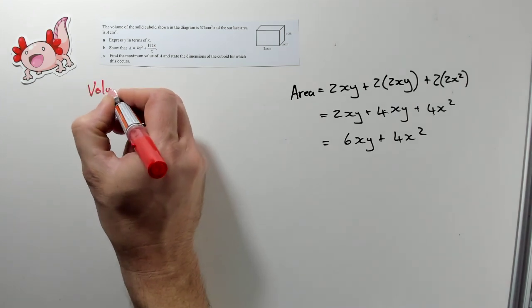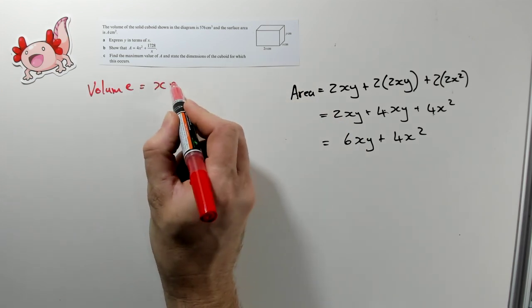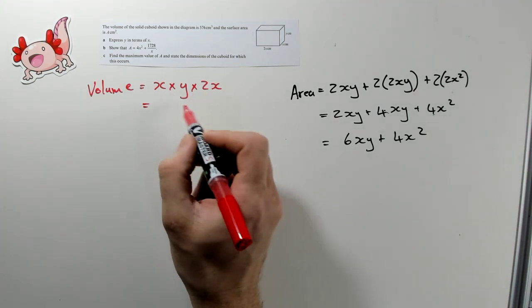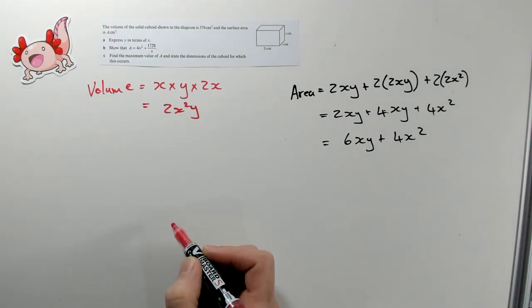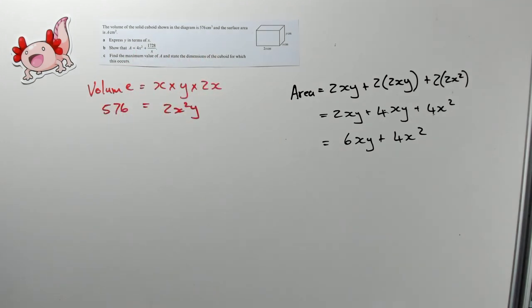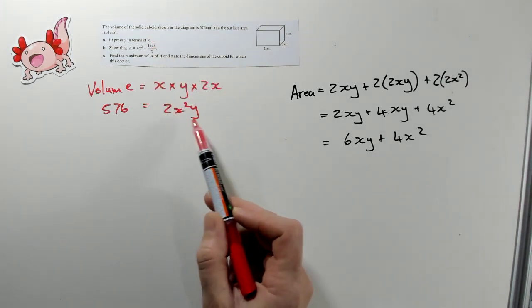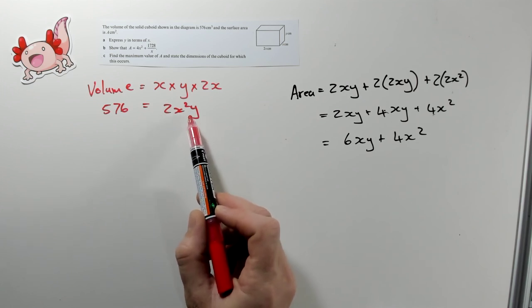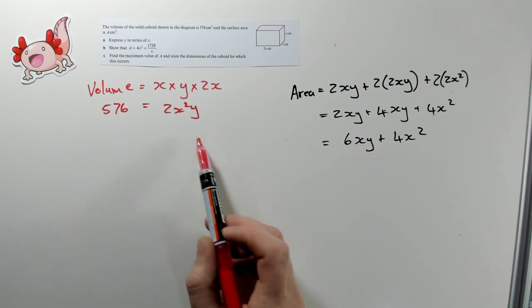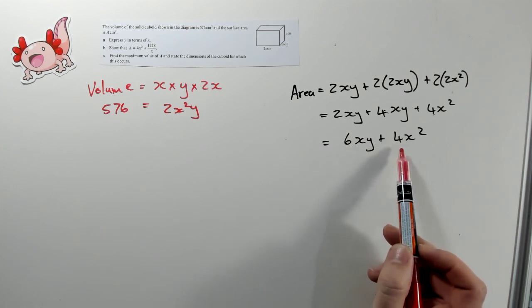So I know volume is going to be the length times the width times the height. So it's going to be x times y times 2x. And if I just multiply that, it's going to be 2x squared y. And I know that is going to be 576. Here, if it wasn't structured, I can just choose one of these variables. So I can make y the subject and substitute the y, or I could make x the subject and then substitute the x.